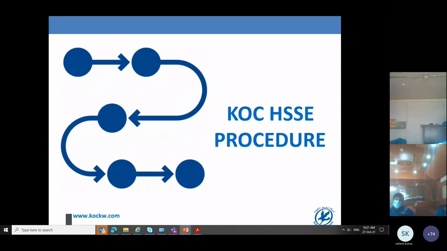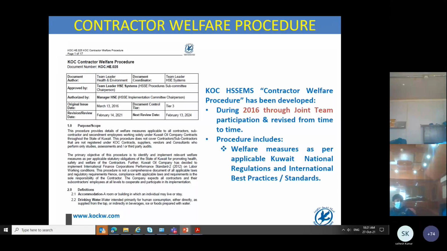And let's deep dive into the procedure now. The KOC HSSE procedure, what it says. I've changed the slide. Again, it depends on your connectivity speed. The procedure was updated in July 2021, which you are seeing, the old one actually. And it is updated with all the requirements.